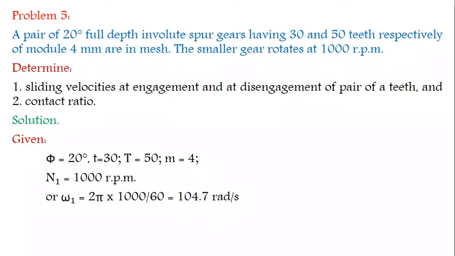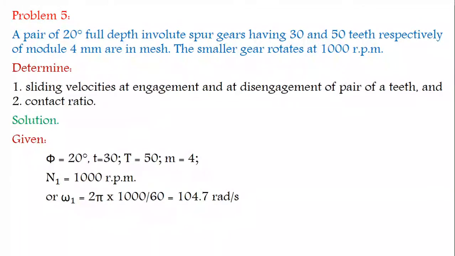A pair of 20-degree full depth involute spur gears having 30 and 50 teeth respectively, of module 4 mm, are in mesh. The smaller gear rotates at 1000 rpm. Here the small gear is nothing but the pinion. The pinion is rotating at 1000 rpm, N1 equals 1000 rpm. Determine the sliding velocity at engagement and at disengagement of the pair of teeth, and the contact ratio. Both things you have to find.